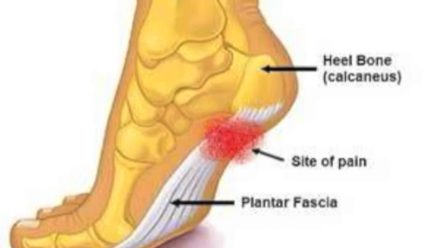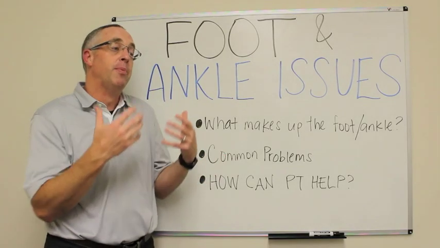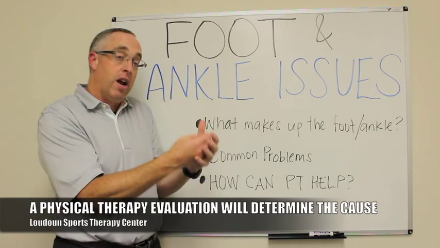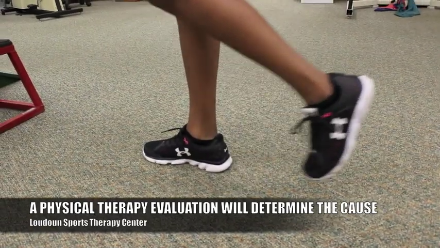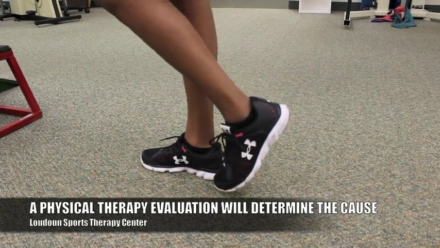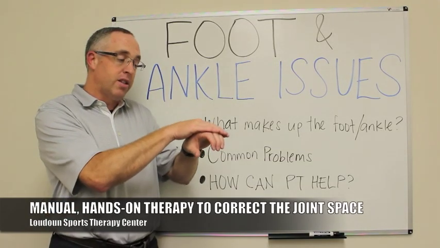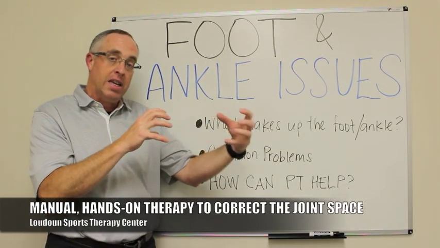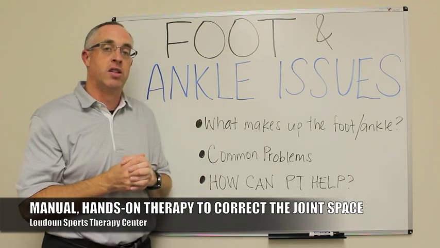So again, the benefit of physical therapy is we'll evaluate that ankle, figure out what is going on, what needs to be tightened down, what needs to be stretched out, get the joint space to be the way that it should, and make sure that the mechanics of it are correct. Most oftentimes that involves using some manual therapy, some actual hands-on therapy to open that joint space up and get tissue to release and get tissue to contract in certain positions.